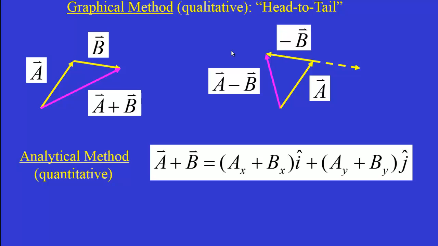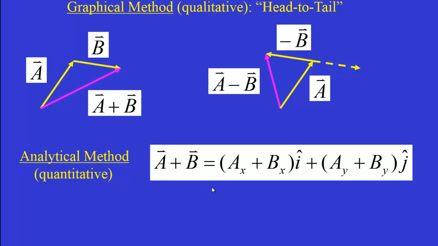Now, it's nice to do that graphically because it helps us to visualize what's happening, but if we wanted quantitative results, if we wanted to know the magnitude of vector A plus B, it would be a little cumbersome to use a ruler and try to measure with some precision the length of that vector. So instead, quantitatively, we can use the component notation using the unit vectors i and j and add together A and B. And the way this works, of course, vector A would be ax i hat plus ay j hat. Vector B would be bx i hat plus by j hat.